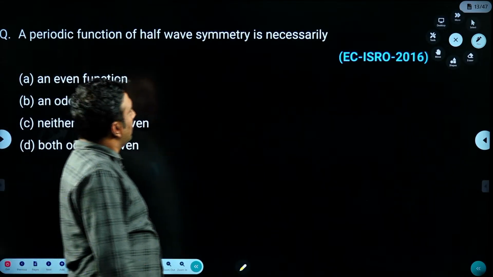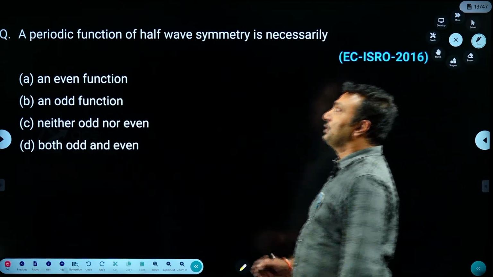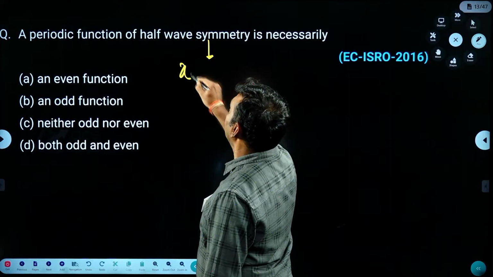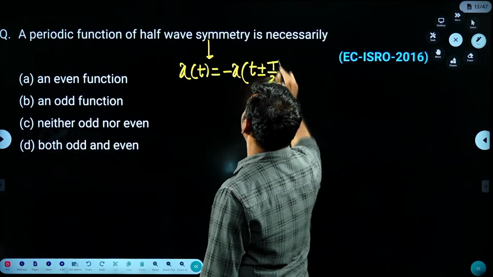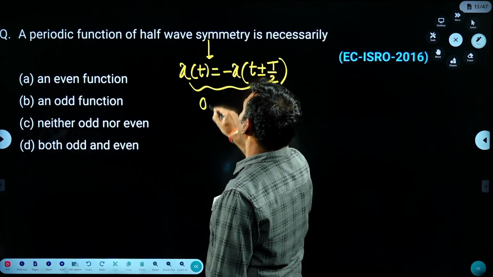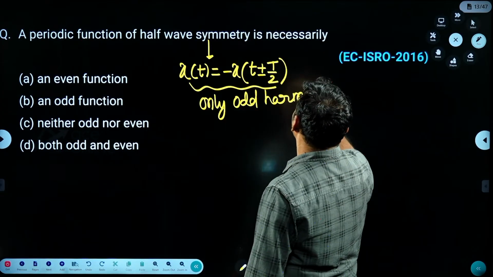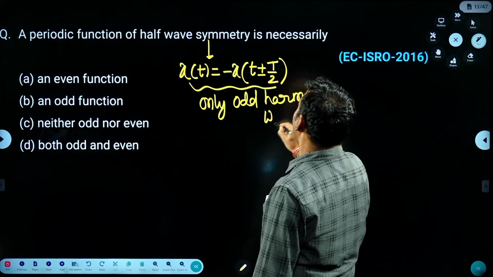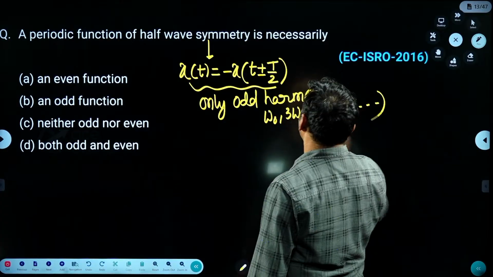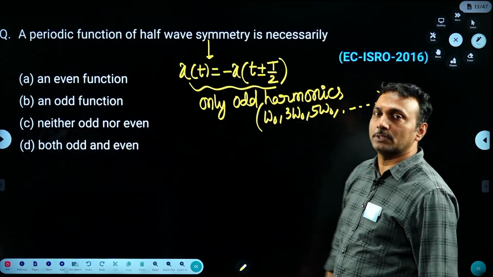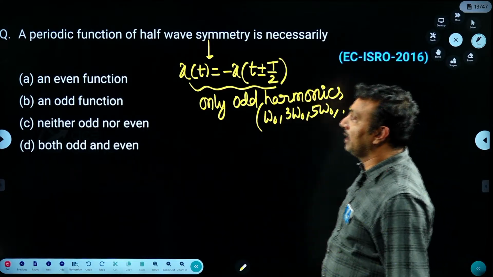A periodic function of half-wave symmetry is necessarily. Half-wave symmetry means in time domain x(t) is minus x of (t plus or minus T by 2). Its frequency domain will have only odd harmonic components like omega naught, 3 omega naught, 5 omega naught. The Fourier series expansion of a half-wave symmetrical signal contains only odd harmonic components.